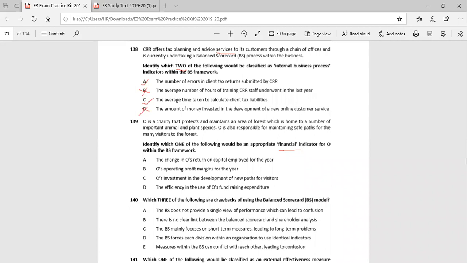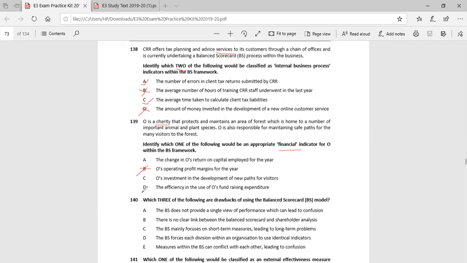Very nice. The point is okay. B cannot be the case because we should know the nature of the business. It's a charity. It is a not-for-profit organization. So profit does not fit into here. That is the concept. Otherwise, for a profit organization, profit margins can be a financial indicator. Then D is the case.